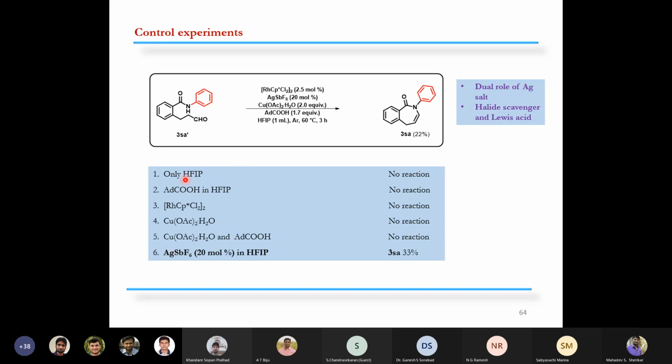When we used silver hexafluoroantimonate in HFIP, we found the formation of 33% of this annulation product. That means the silver salt also has a dual role in this reaction. The first is as a halide scavenger, to scavenge chlorine from the catalyst, and the second is to act as a Lewis acid for the annulation.